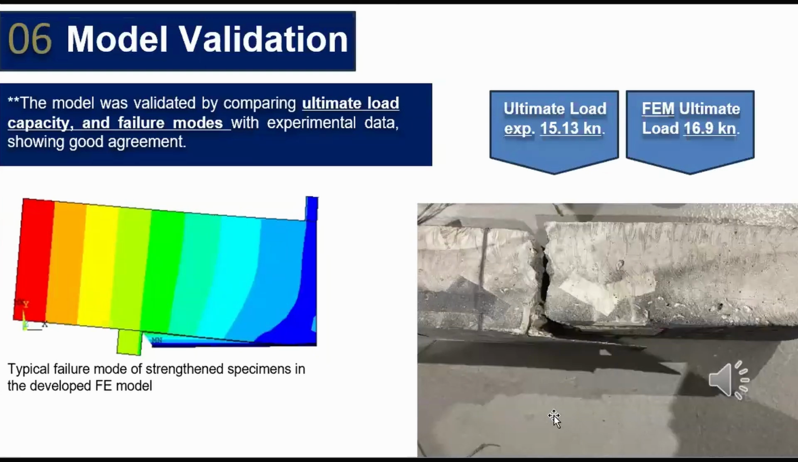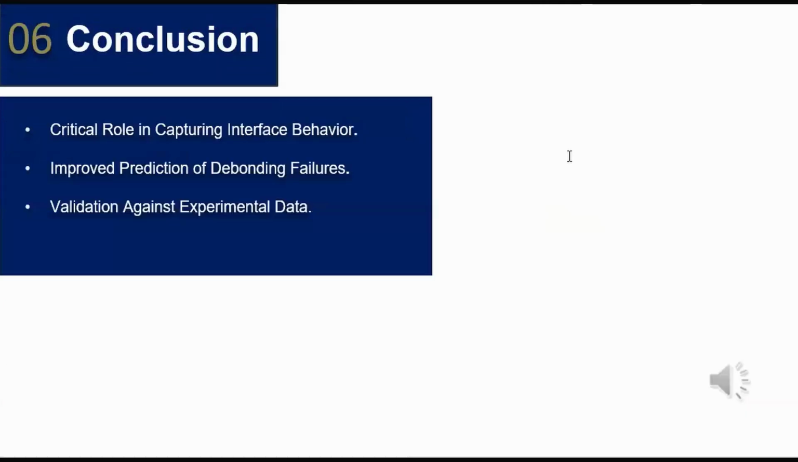To verify our model, we compare the predicted ultimate load capacity and failure modes with experimental data. The validation showed a good agreement, with the finite element model successfully capturing the typical failure mode of the strengthened specimen, which was debonding at the FRP concrete interface, as shown experimentally and in the model on the slide. And the ultimate load predicted by the model was 16.9 kilonewton, while experimentally it's 15.13 kilonewton.